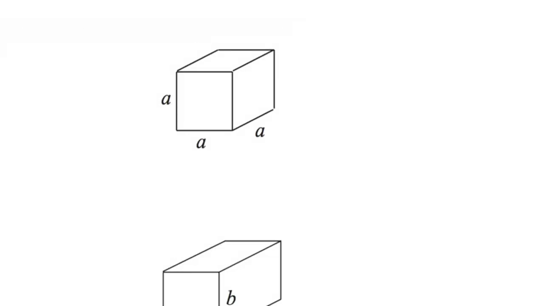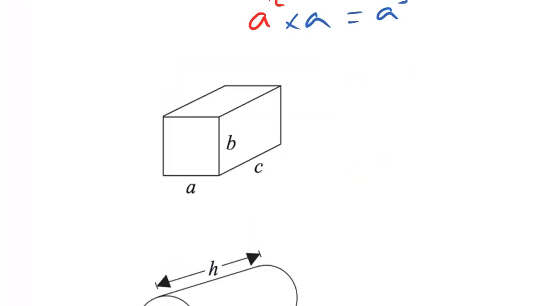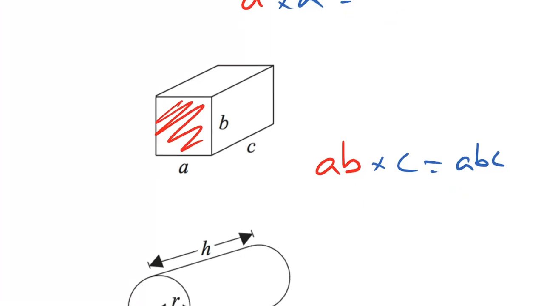Just to take a look at a few examples, in this cube, the cross-section is that front piece there. If I was to work that out, it would be a squared. Then, of course, we have this depth going back throughout it, this same shape, so we're multiplying that by a. Of course, this is a cubed. And again, if we have a rectangular prism or a cuboid, this front cross-section would be a times b. We multiply it by the depth, so our answer is abc for this particular volume.